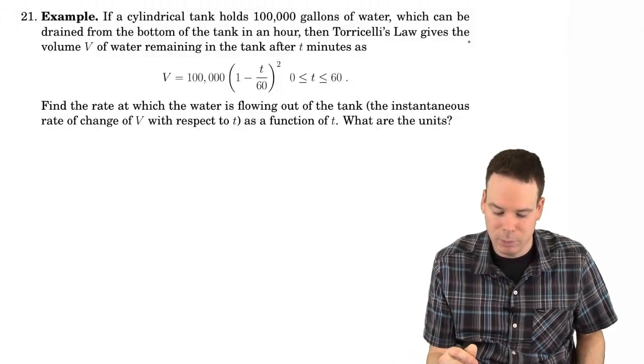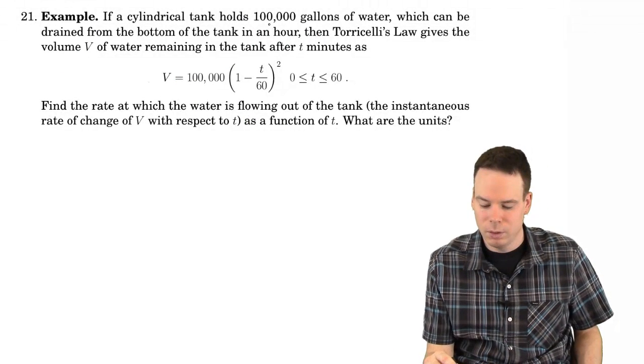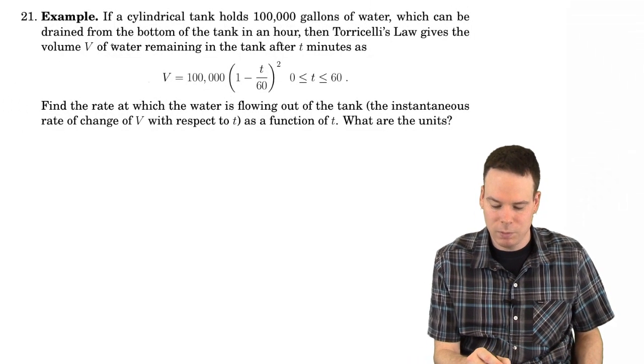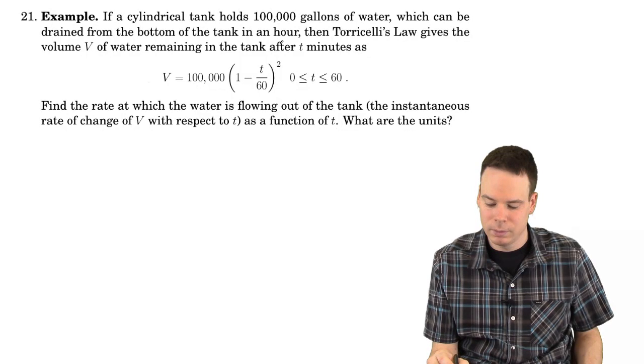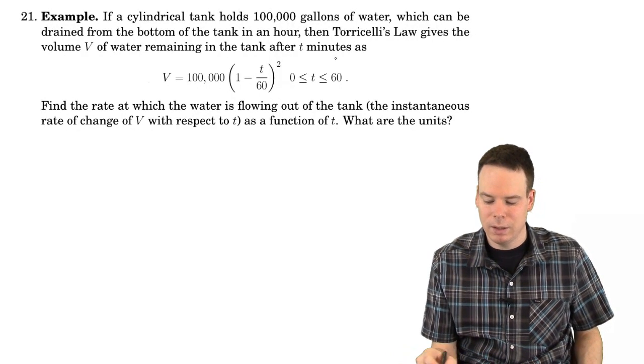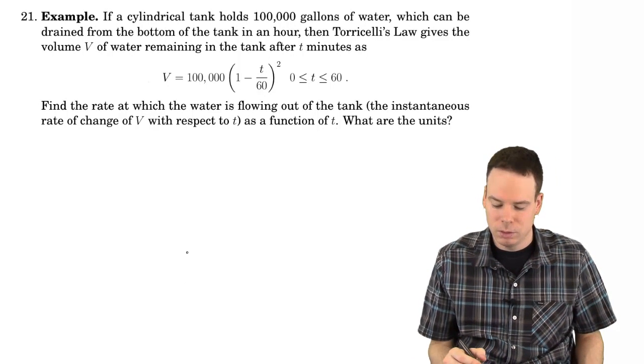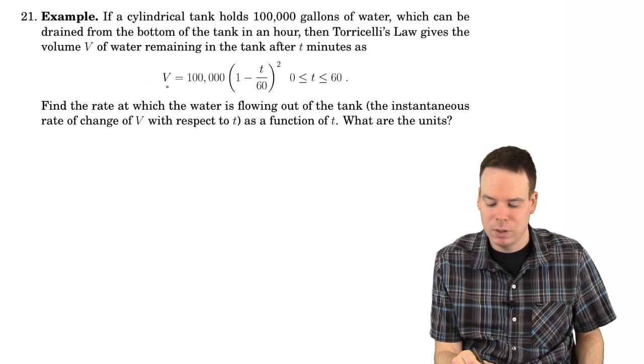So let's look at an example. We have a cylindrical tank holding 100,000 gallons of water, and the water is being drained from the bottom of the tank in 1 hour. Then Torricelli's law gives the volume of the water remaining in the tank after t minutes by this formula. So there's the volume at a given time t.